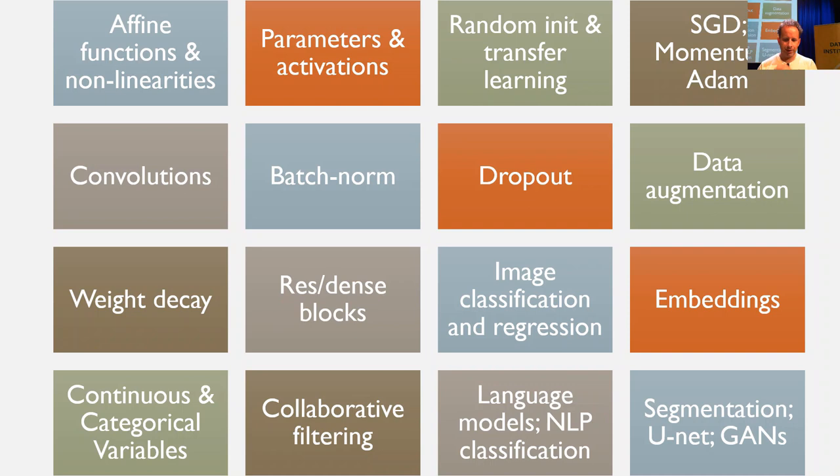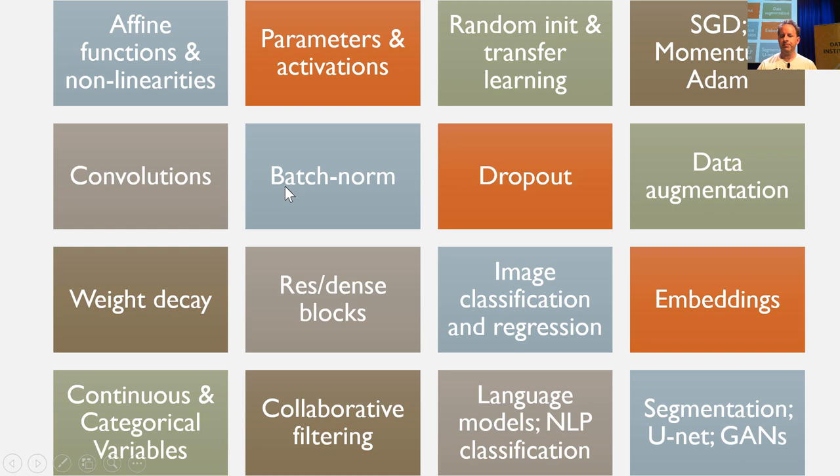Okay, so here's what we've learned so far in the course, some of the main things. We've learned that neural nets consist of sandwich layers of affine functions, which are basically matrix multiplications, a slightly more general version, and nonlinearities, like ReLU. And we learned that the results of those calculations are called activations, and the things that go into those calculations that we learn are called parameters, and that the parameters are initially randomly initialized, or we copy them over from a pre-trained model, and then we train them with SGD or faster versions. And we learned that convolutions are a particular affine function that work great for autocorrelated data, so things like images and stuff. We learned about batch norm, dropout, data augmentation, and weight decay as ways of regularizing models, and also batch norm helps train models more quickly.